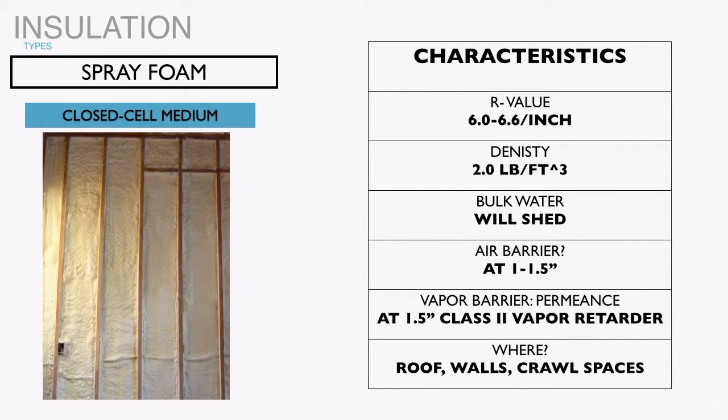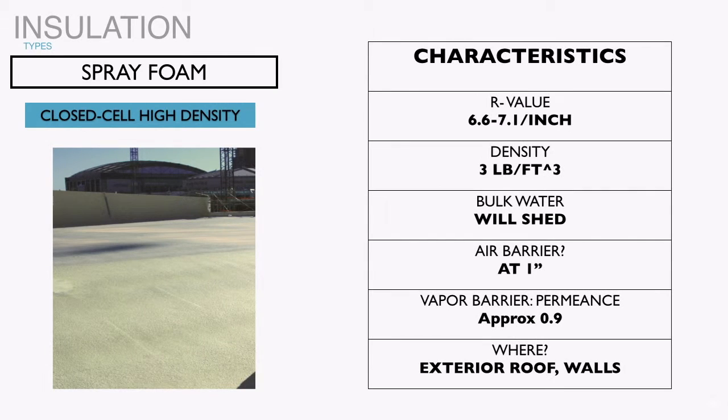I shouldn't say none, but probably doesn't. So closed-cell high-density polyurethane spray foam has a density rating of about 3 pounds per cubic foot. It has a slightly higher R value, but not much higher than the medium density. It will shed water. It's used on roofs and exterior, as opposed to interior, and exterior walls.